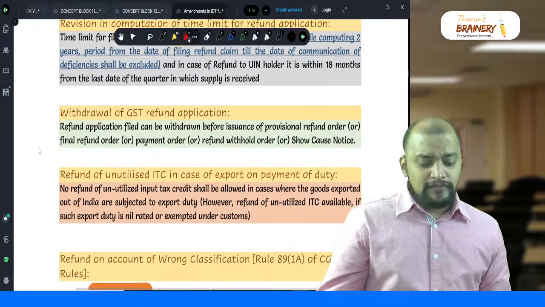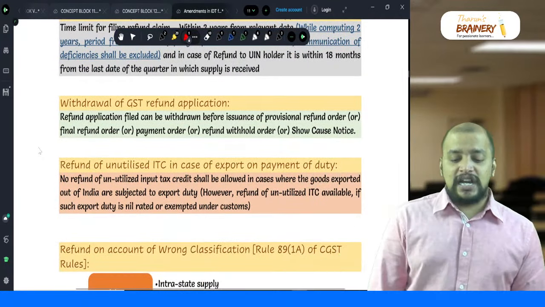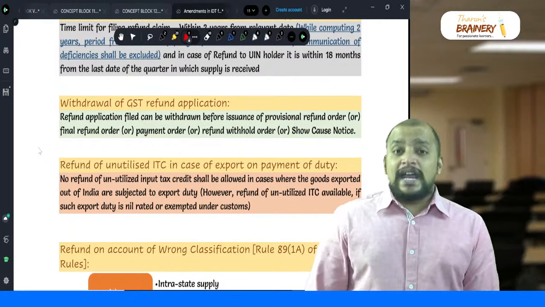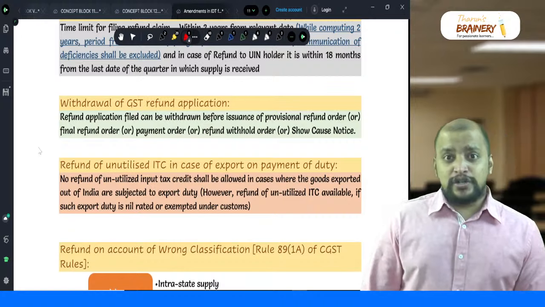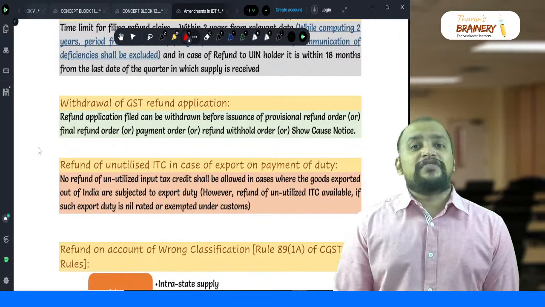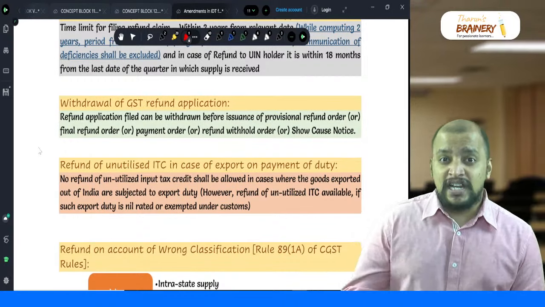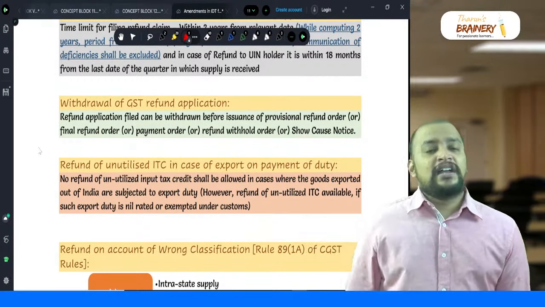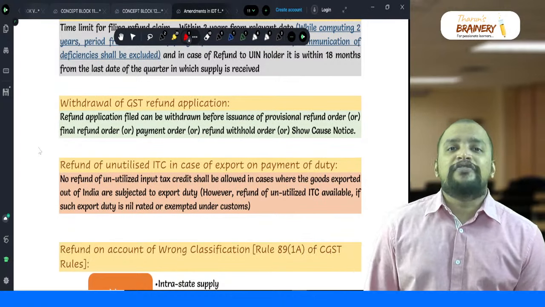Okay. Then withdrawal of GST refund application. A refund application can be withdrawn anytime before issuance of the order. Okay, previously this facility was not there. Withdrawal of refund application. Once we file a refund application, if it has some error, and suppose they pass that, then for that period again we cannot go for the refund application.